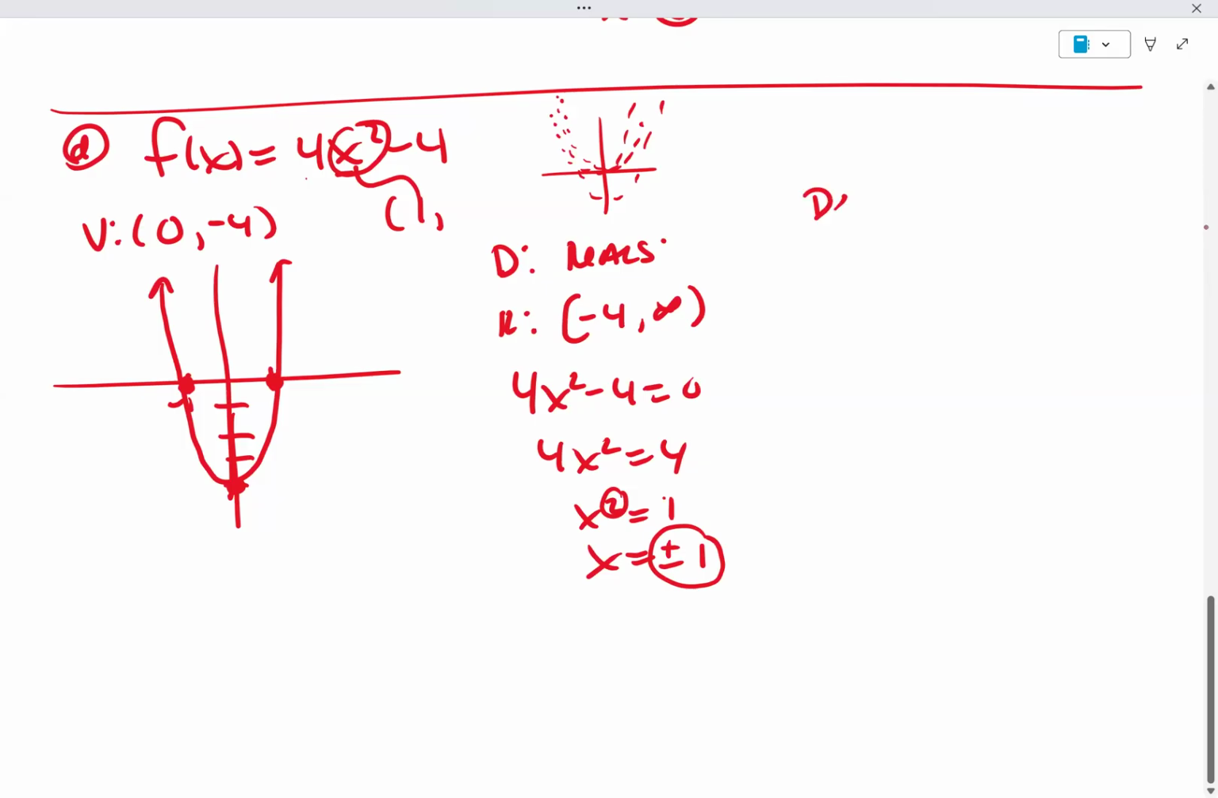My function here, the graph is decreasing from negative infinity to, not negative 1, but 0. It's the x's for which the graph is falling. My graph is increasing from when x is 0 to infinity. I do have a low y value here, which is a minimum of negative 4.